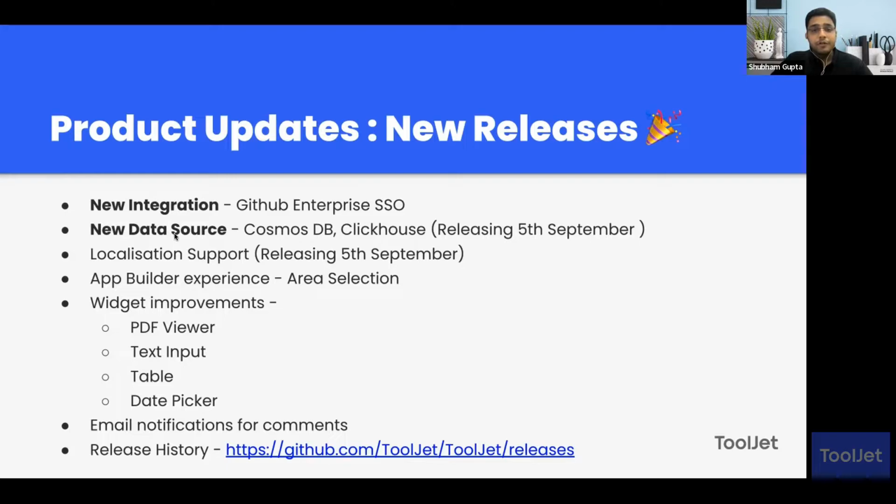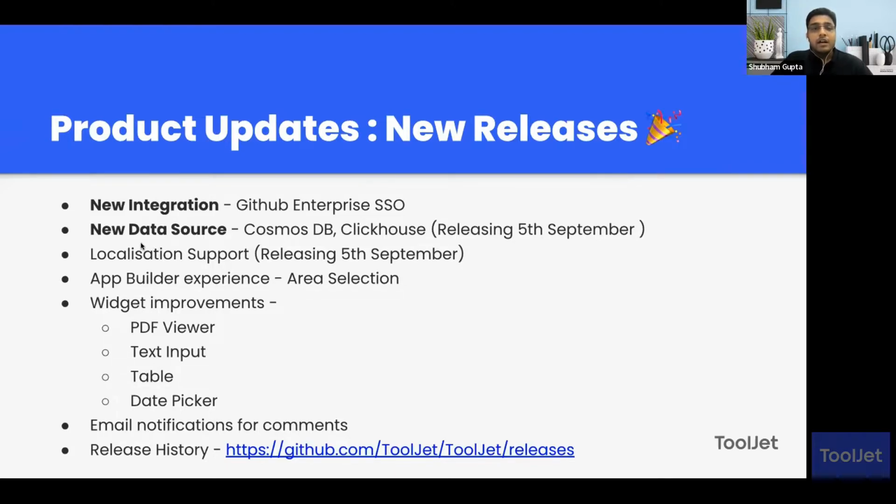Then there are a few other data sources which we have added. One is Cosmos DB, another is ClickHouse. As I mentioned, this will be released on the 5th of September, the Monday, so you can just tune in for it. Then another cool feature which we are very proud of is localization support. We want ToolJet to be accessible not only by the English-speaking community, not only by countries which are English first, but we also want to take ToolJet to different parts of the world where any kind of language is spoken, from French, Spanish, Portuguese.